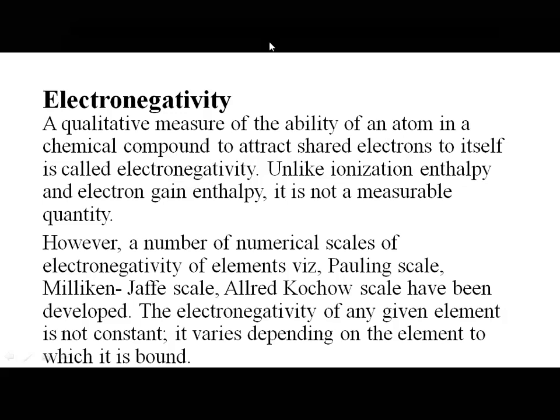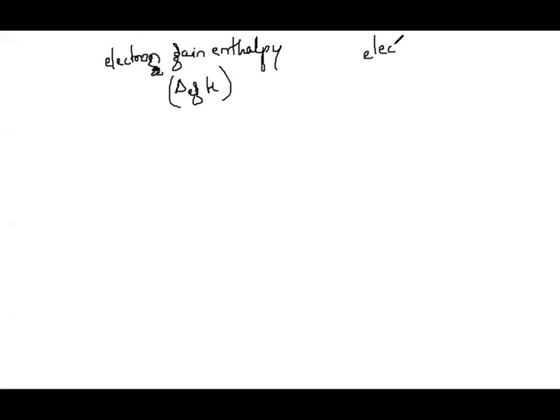Now you may say, then what is the difference between electron gain enthalpy and electronegativity, right? A very good question to ask. Electron gain enthalpy, delta EGH. This side we have electronegativity, EN. We write it like this. This is a measurable quantity.